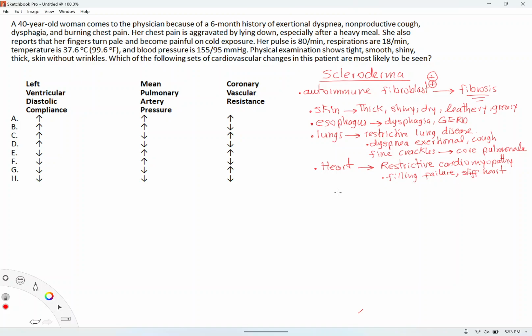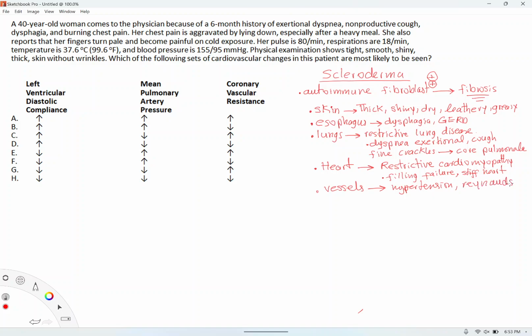Also, it affects blood vessels. So when the vessels become stiff, what does it lead to? Hypertension. I'll just put hypertension. Okay, so that's one huge complication. And of course, if the layers become stiff, these vessels don't go under vasodilation so easily. They become constricted and super sensitive. So this can lead to Raynaud's phenomena.